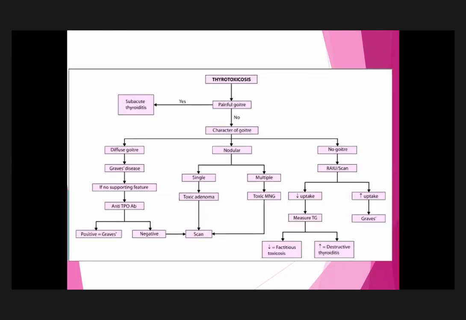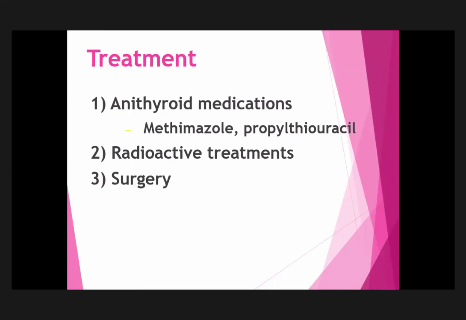So, what will we do for treatment of Graves' disease? One, two, and three. First, anti-thyroid medications: methimazole and propylthiouracil, two drugs. Second, radioactive treatment, radioiodine treatment. And third, surgery. We have three ways of treatment of Graves' disease.